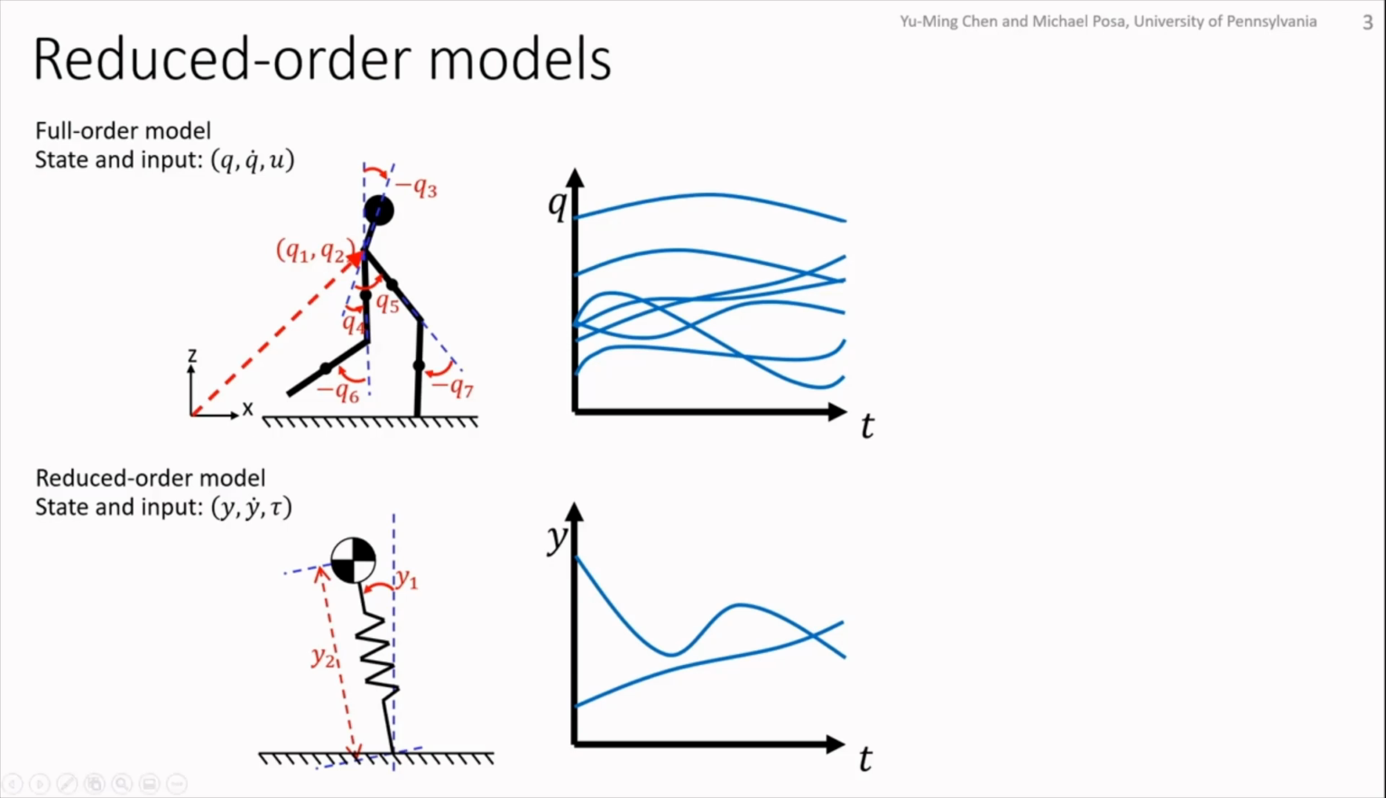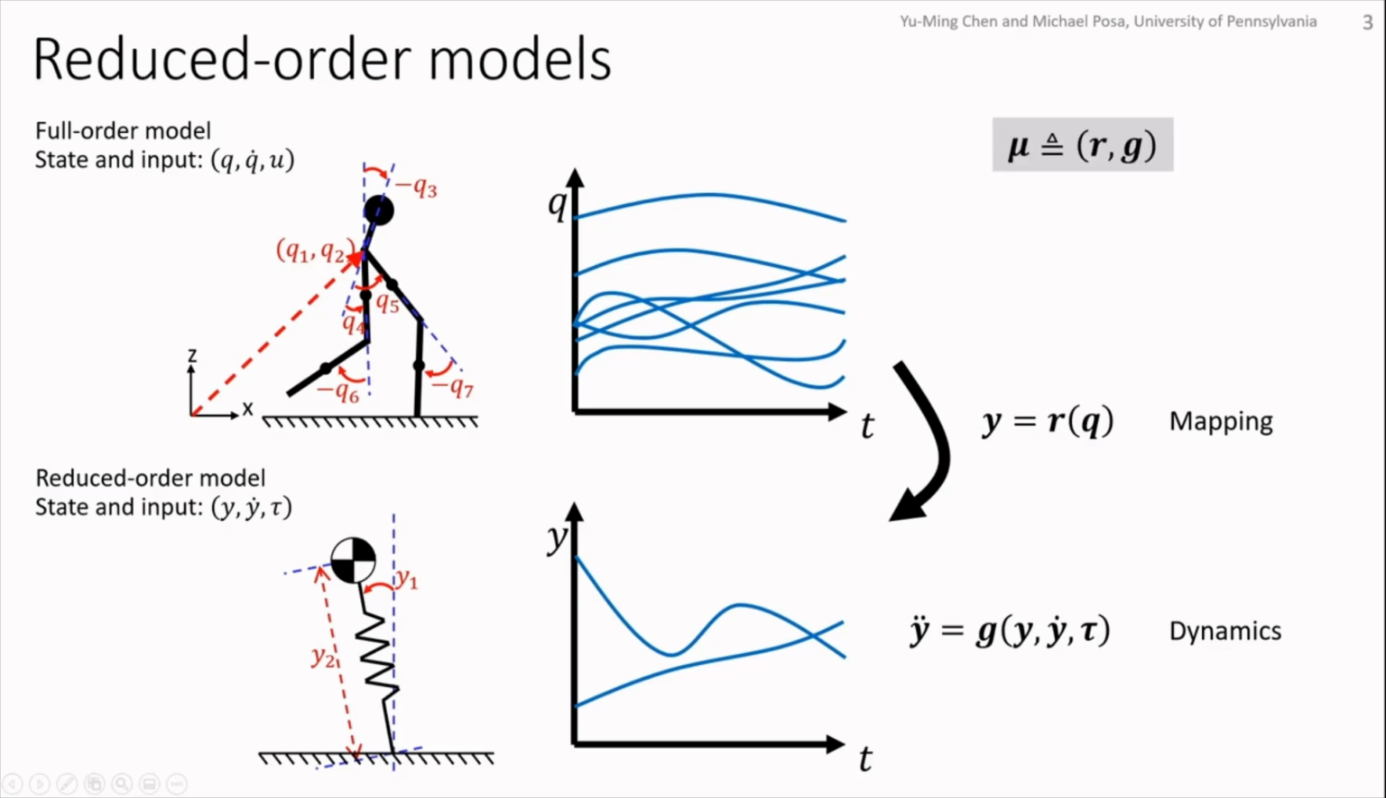We know that there exists a mapping from the full model position to the reducer model position. And the reducer model can have its own dynamics. So we define our reducer model by these two functions, the mapping and the dynamics. Just a quick note, looking for the optimal functions R and G is an infinite dimensional problem. So we parameterize these two functions with a set of basis functions. This is a common approach used by the community.